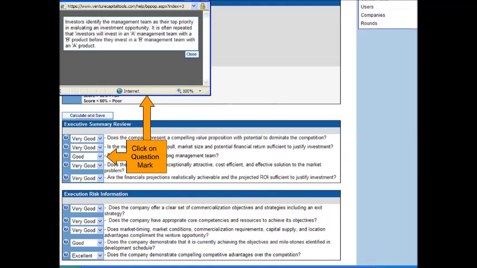Most of the venture capital tool assessments have a feature that provides insight into the importance of the assessment question. To get access to this information, click on the circle with the question mark inside it. Clicking on the question mark will open a dialog box that provides insight into the importance of the question.